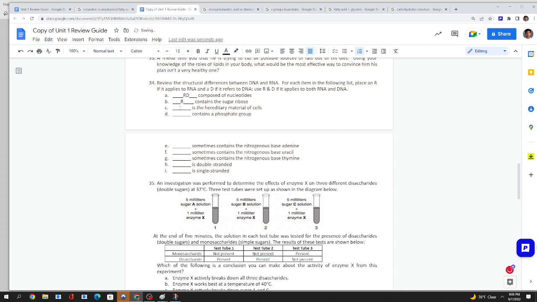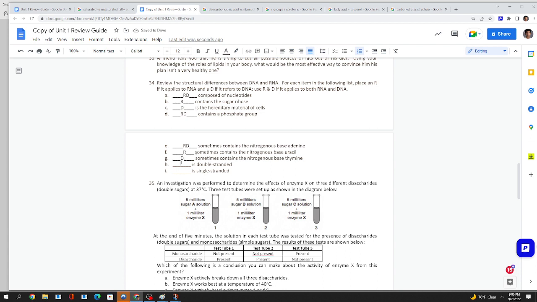Is the hereditary material of all cells, that is DNA, right? DNA has the genetic information. Contains a phosphate group, both of them, right? Phosphate groups are composed of the nucleotide. They're that backbone. Sometimes contains the nitrogenous base adenine. That's both of them. Sometimes contains the nitrogenous base uracil. Only RNA. Why? Because uracil is the replacement for thymine, which is in DNA, and that's the answer to G.